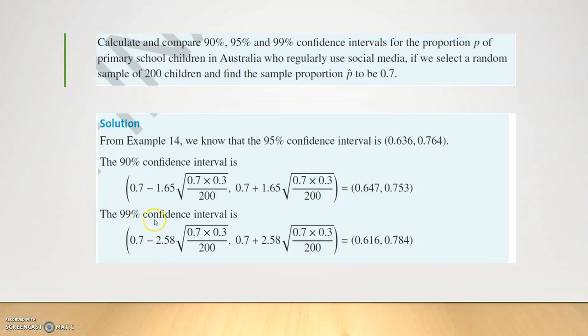However, for the 99% confidence interval, where we use a k value of 2.58, we find that the confidence interval is from 0.616 to 0.784. This is roughly an interval of about 62% to 78%, and this is roughly a 16% difference as compared to a 10% difference up here and a 12% difference for the 95% confidence interval.